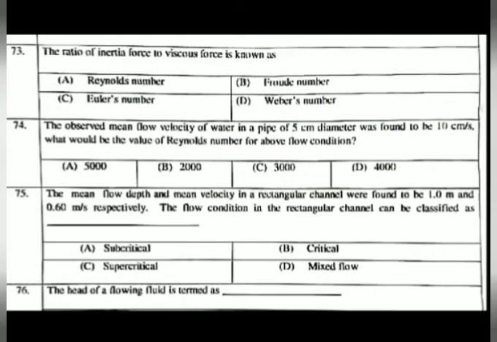Next question is, the observed mean flow velocity of water in a pipe of 5 cm diameter was found to be 10 cm per second. What would be the value of Reynolds number for above flow condition? And the right answer for this question is 5000.